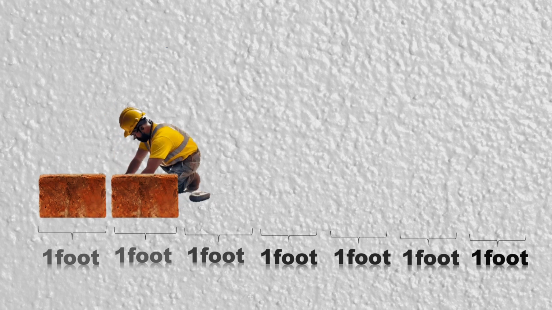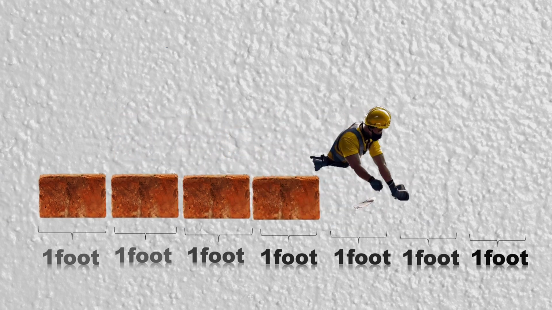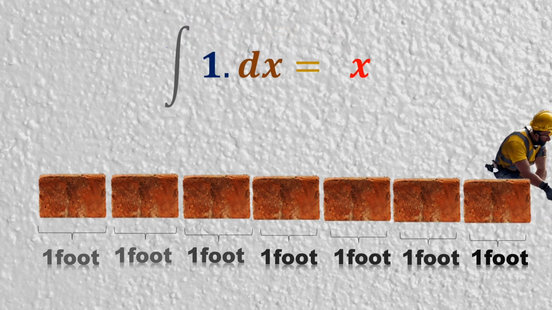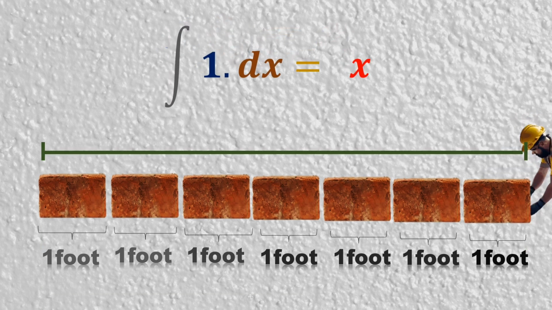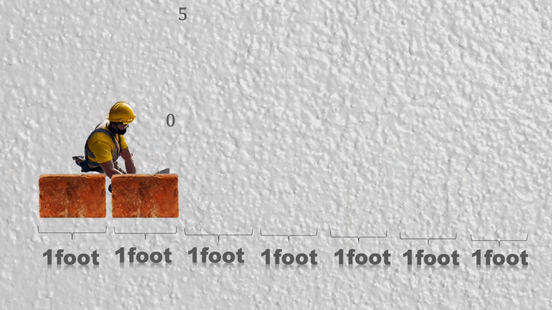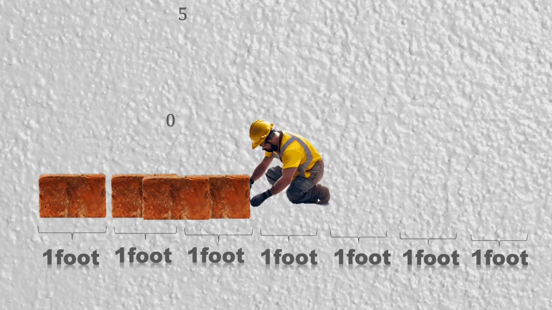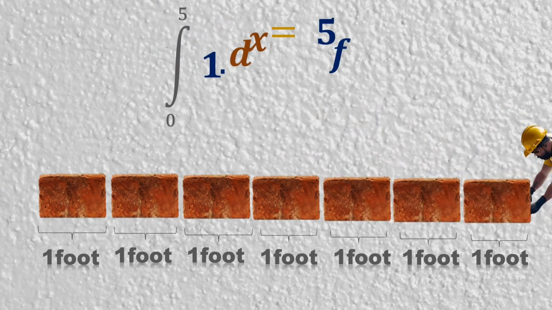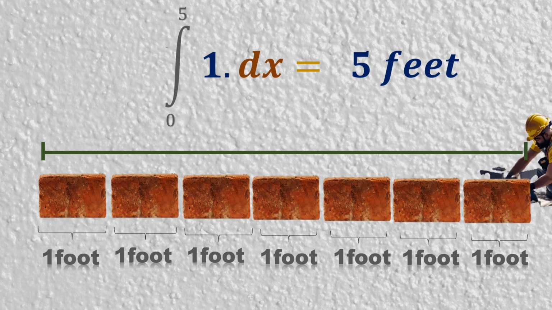If the limits were from 0 to 7, it would be a brick line of length 7. If the limits were from 0 to 9, it would be a brick line of length 9, and so on. In general, we can say that integration of 1 with respect to dx is equal to x. This x is the x-coordinate along the x-axis.